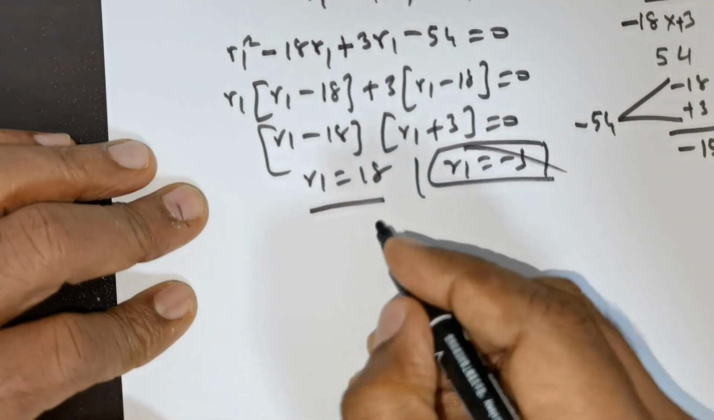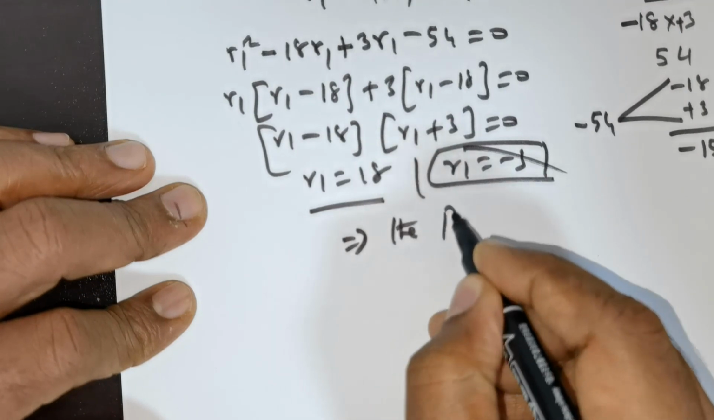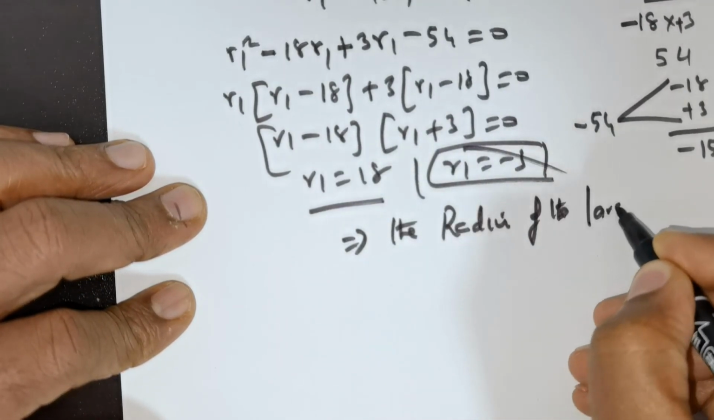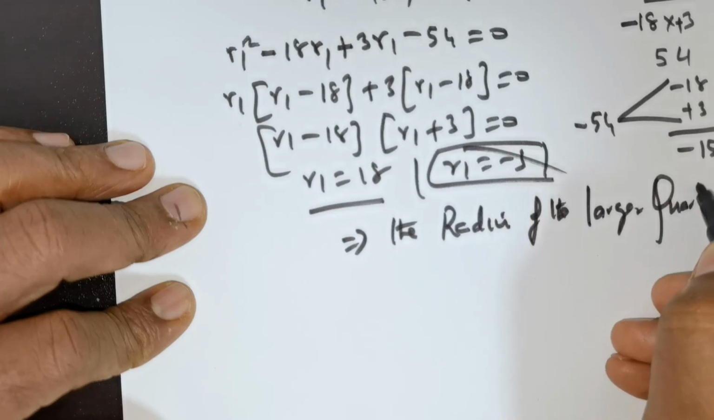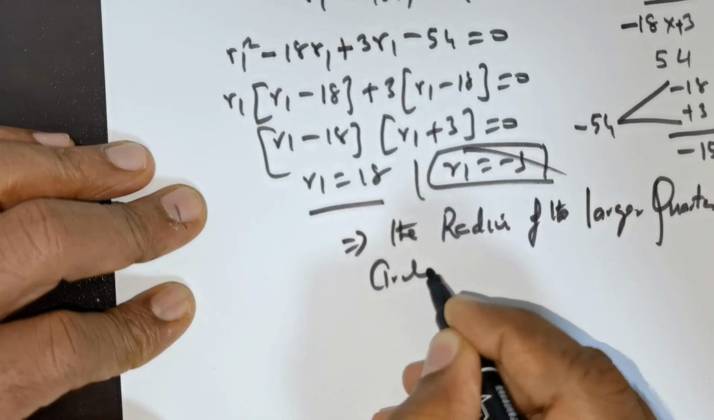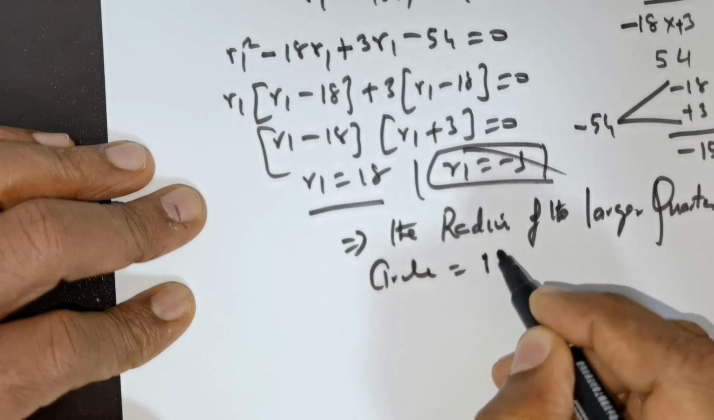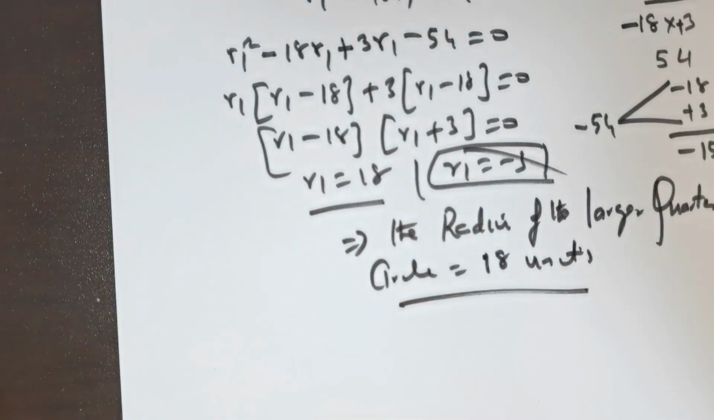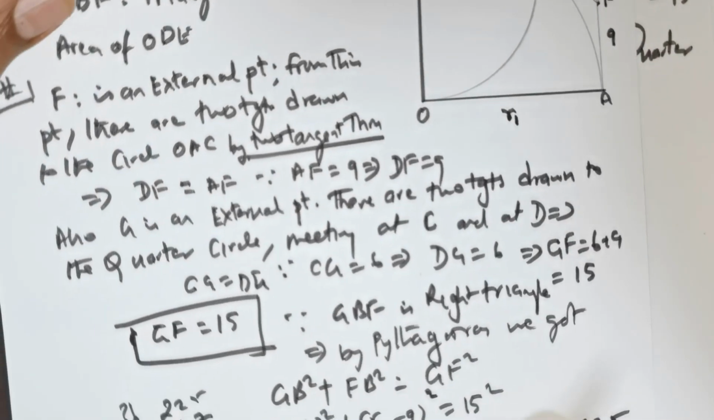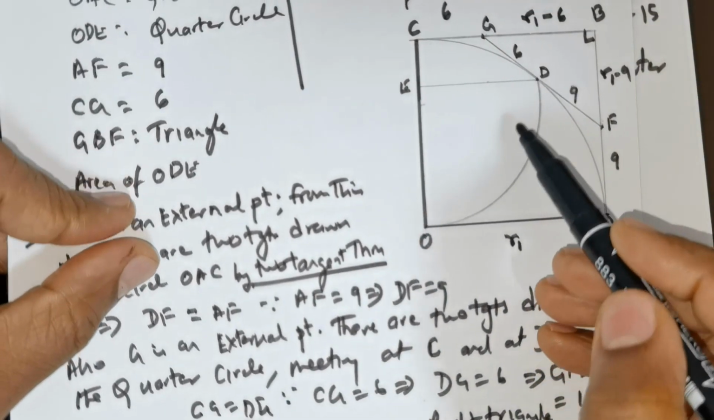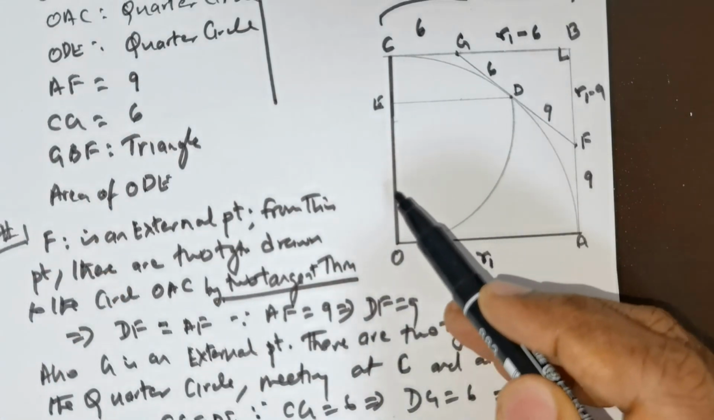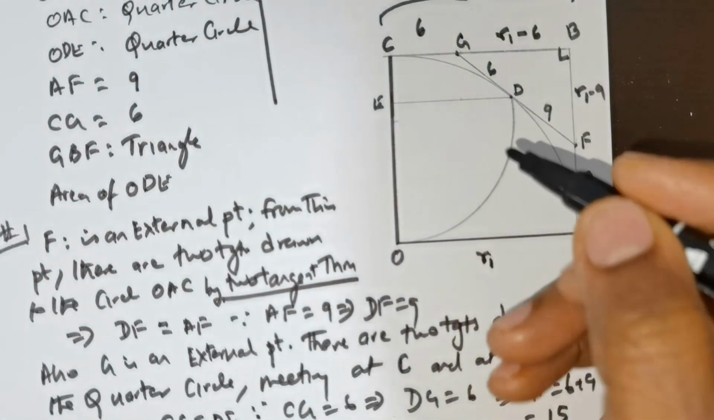So what have we got? This implies the radius of the larger quarter circle is equal to 18 units. Now that is just one part of the story, right? But we need to get the other part. What is the other part? The other part is to find the area of this quarter circle.